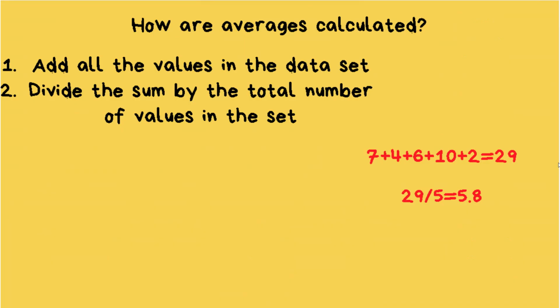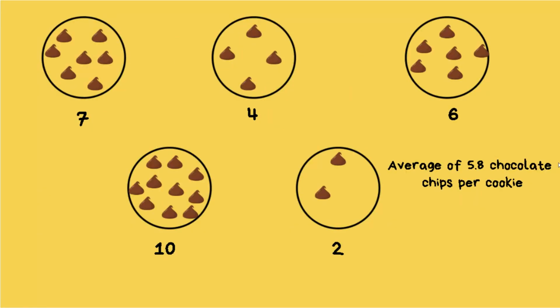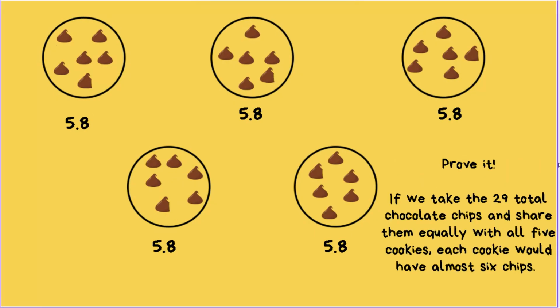For the cookie example, we took the number of chips in each cookie and added them together to get a total of 29. Then we divided 29, the total number of chips, by the total number of cookies, or the total number of values in the set, and came out with 5.8 chocolate chips per cookie. Obviously, none of the cookies has 5.8 chips, but the most typical or common distribution of the chocolate chips among the 5 cookies is 5.8.